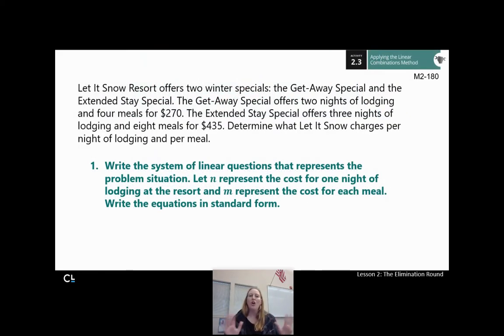The first thing we have to do is write the system of linear equations that represents the problem situation. So let N represent the cost for 1 night of lodging at the resort, and let M represent the cost for each meal. Write your equations in standard form, one for the Getaway Special, one for the Extended Stay Special. Hit pause, write them out, and then hit play when you're ready to check your work.